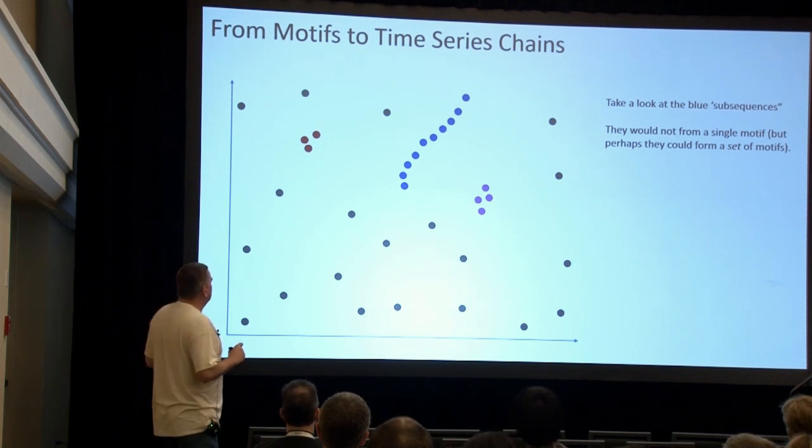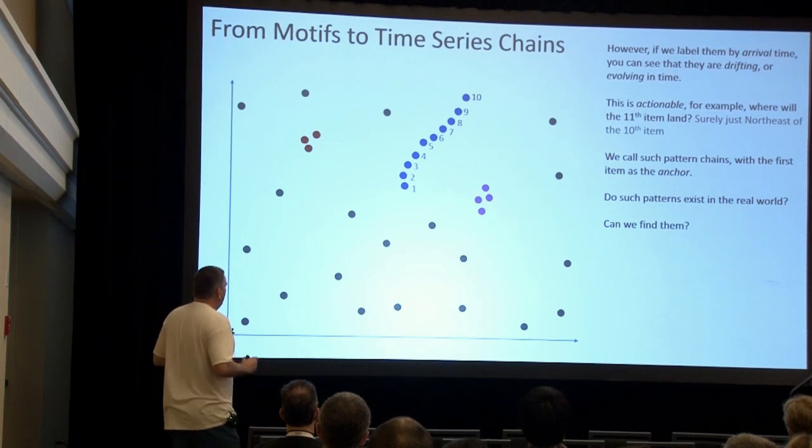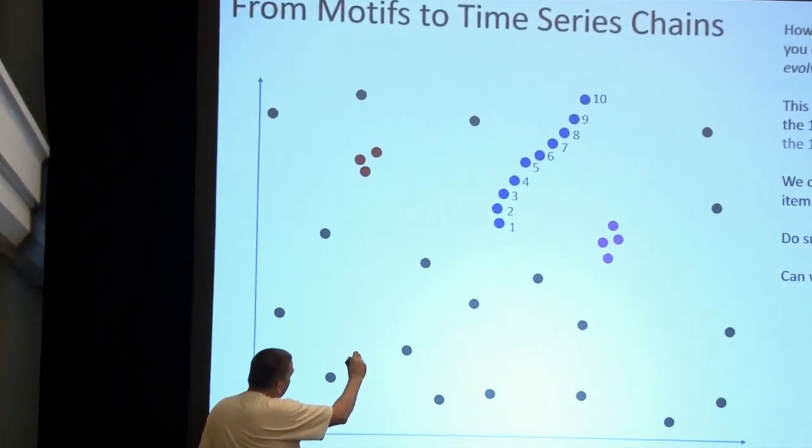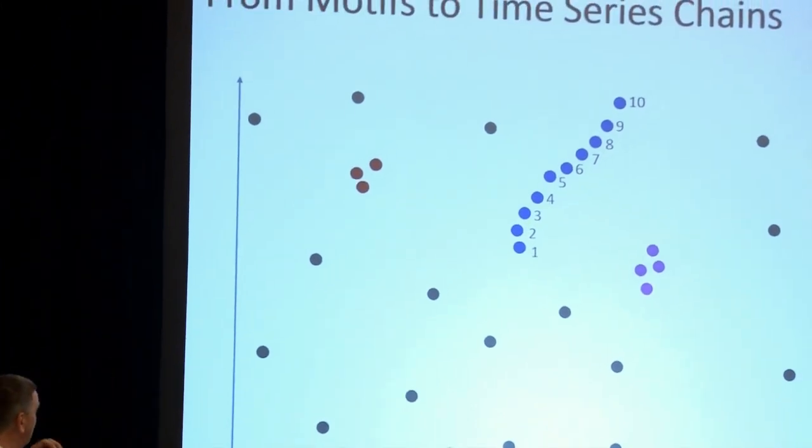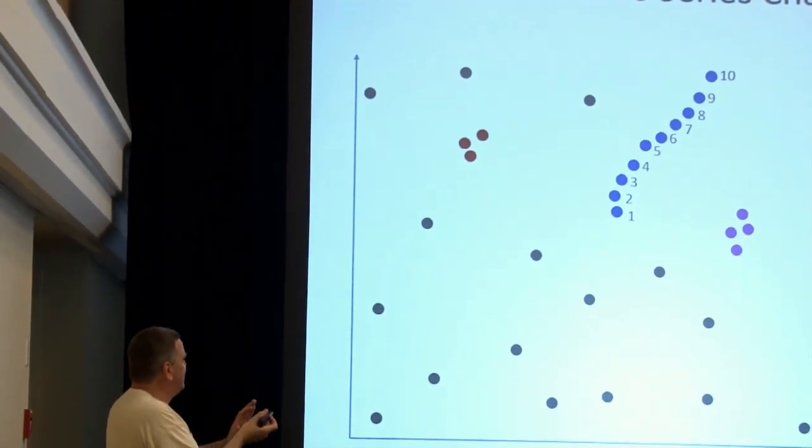It's easy to see if I give you the arrival times. Here are the arrival times. This came, let's say, in January, then February, then March, and so forth. So what this suggests is that we have some kind of a pattern that repeats, but changes in a systematic way.